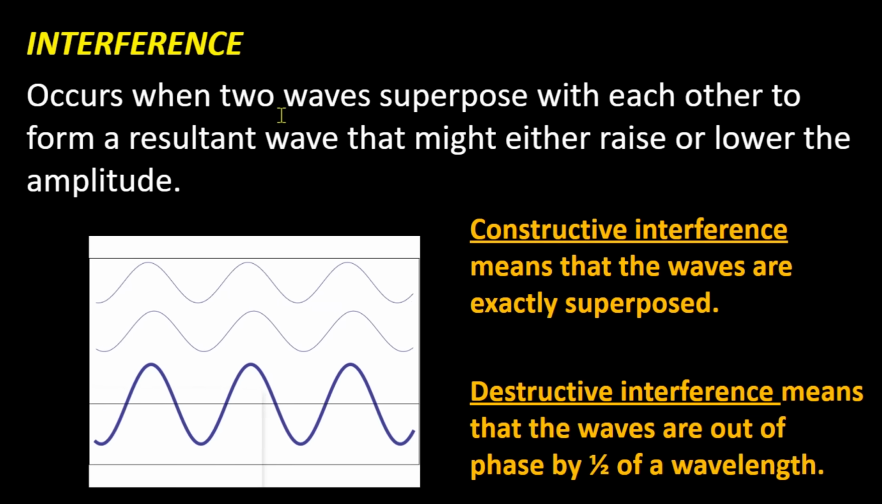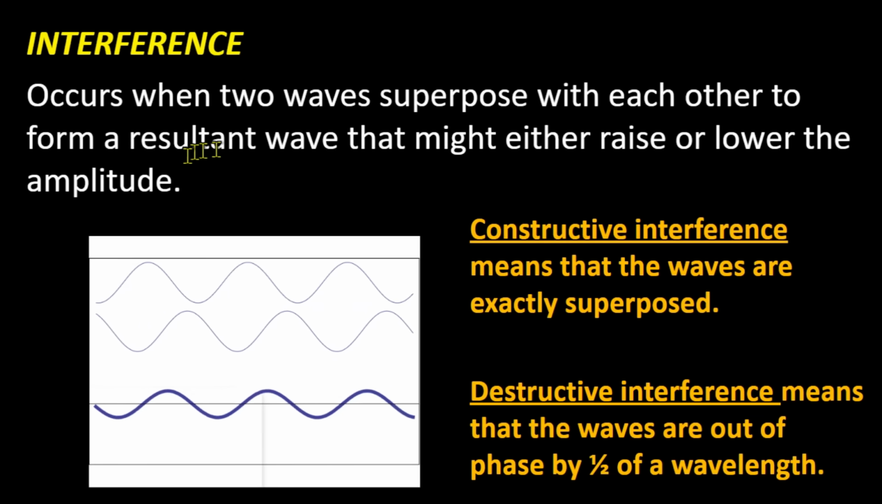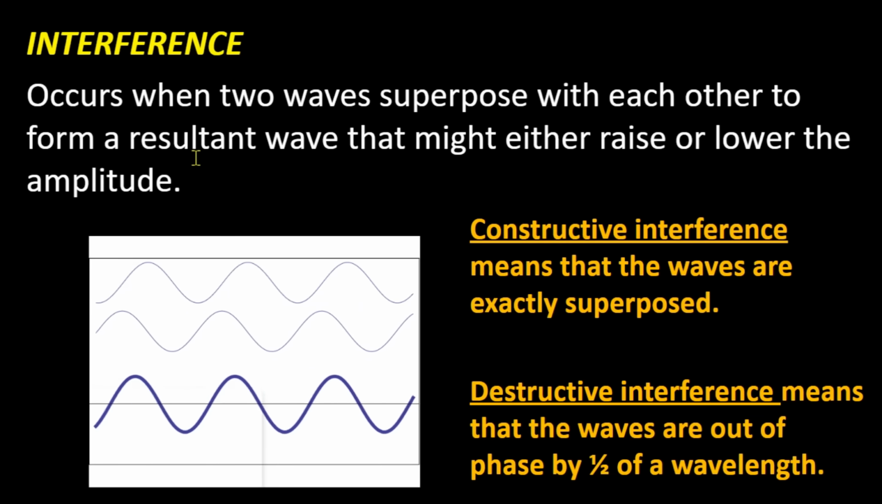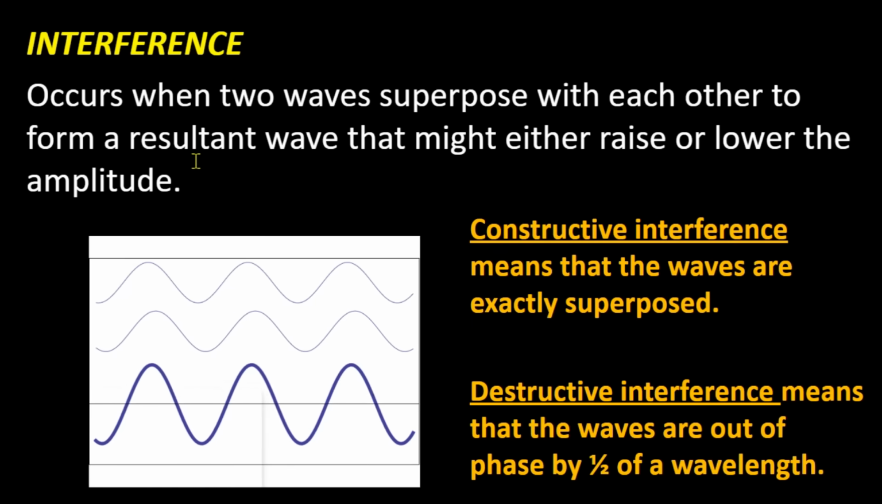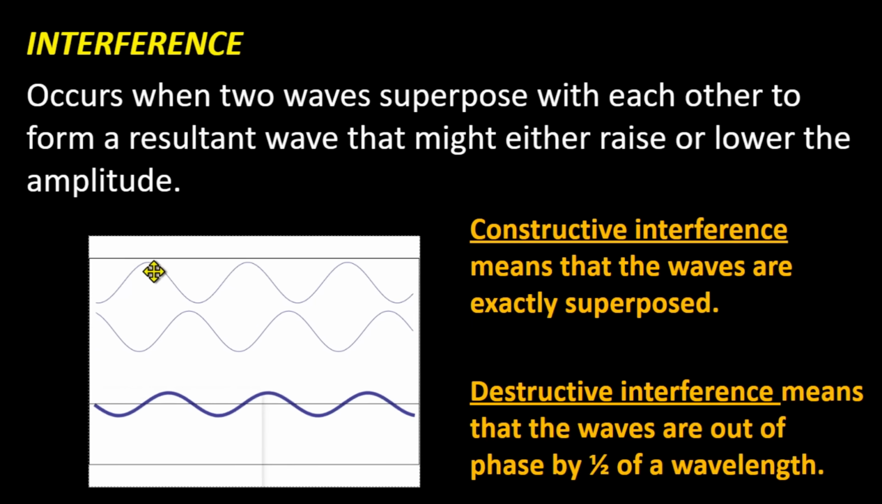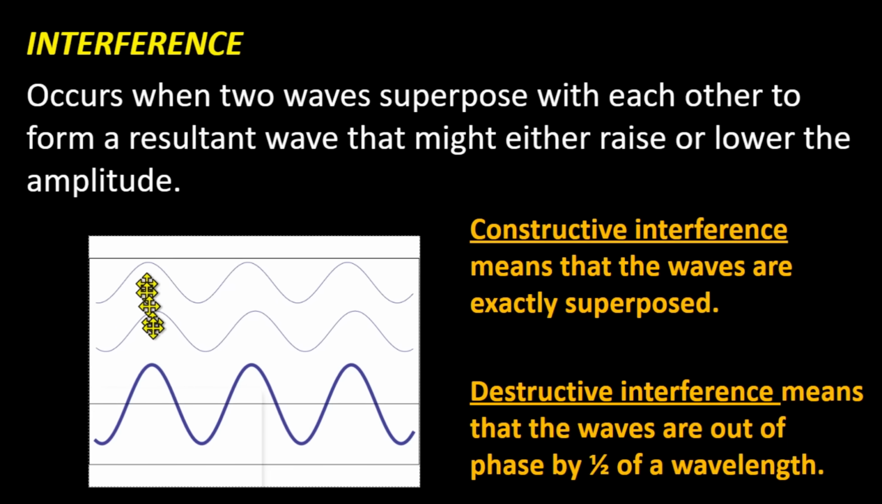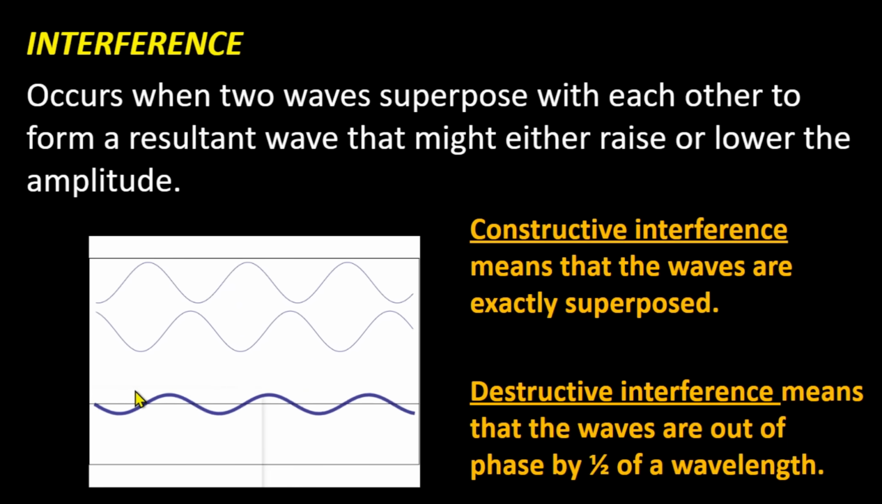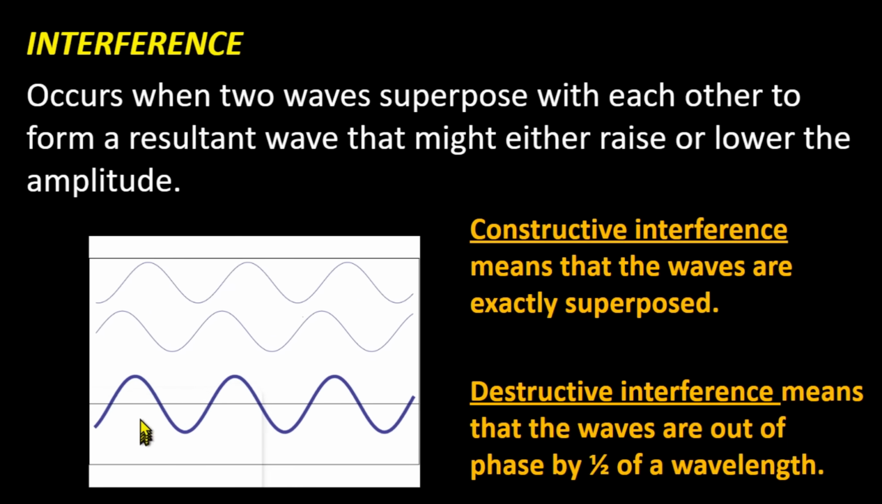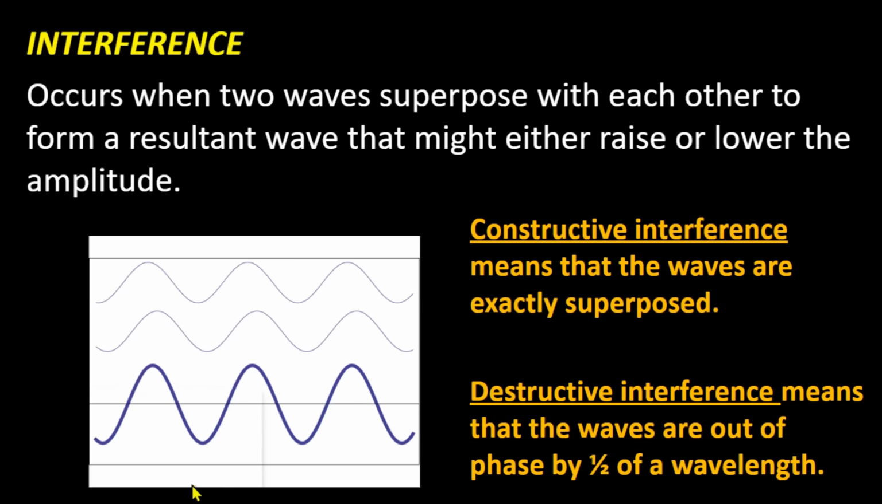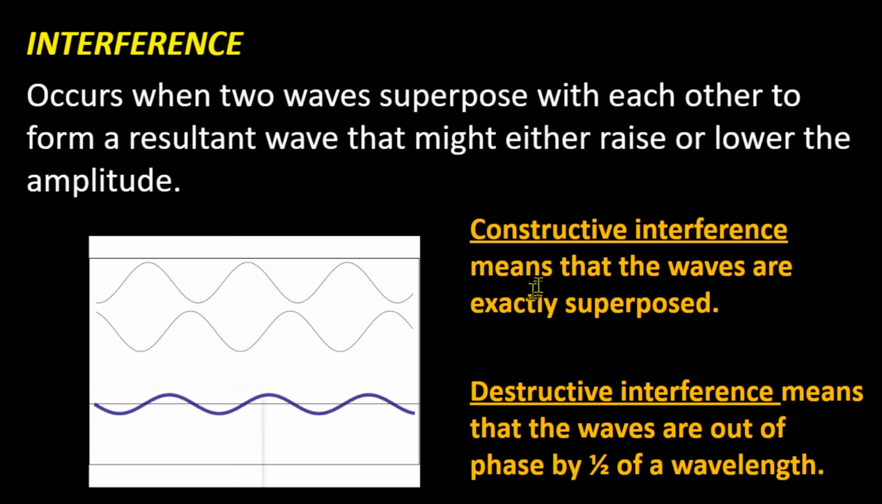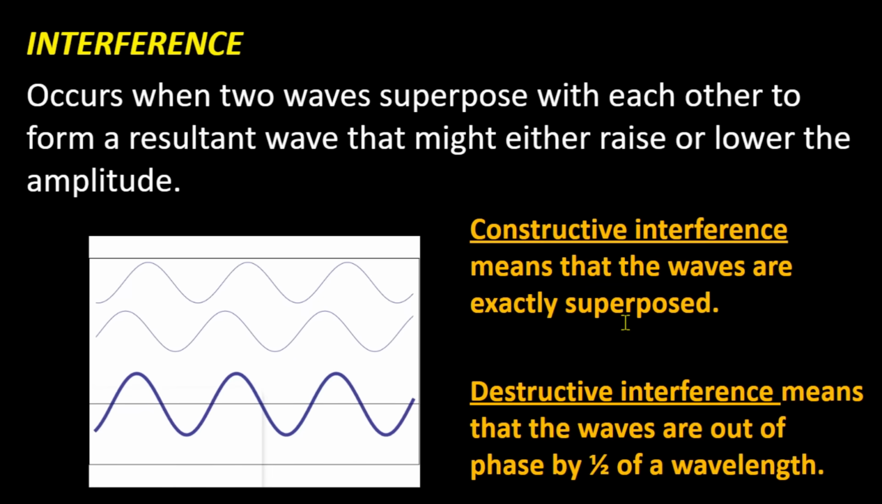Interference occurs when 2 waves superpose with each other to form a resultant wave that might either raise or lower the amplitude. So for example, here if we look at these 2 waves, this is the resultant wave below. We can see that when they are in sync, or when they are in phase, the amplitude of the wave is very, very high. Now, this is called constructive interference. It means that the waves are exactly superposed.